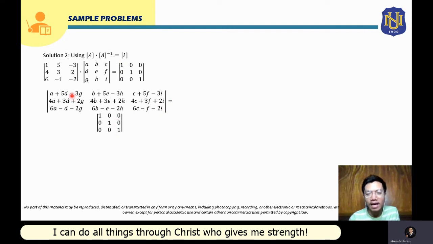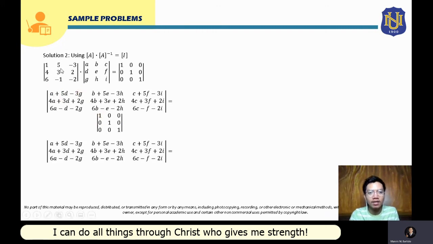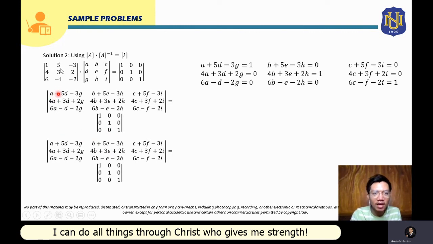Again, we are going to apply equality of matrices here. This element will just be equal to the corresponding element on the right side of the equation. So this will be A plus 5D minus 3G, and it will be equal to 1. Okay, so for the next element, B plus 5E minus 3H equals 0. And then we have here C plus 5F minus 3I is equal to 0 also.